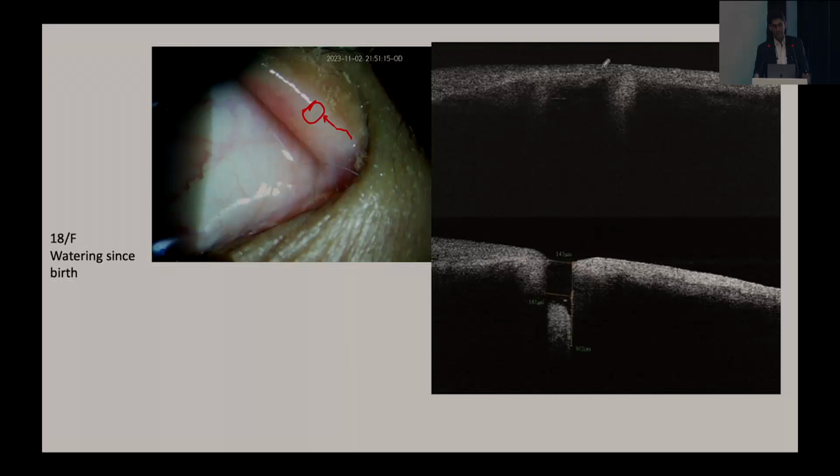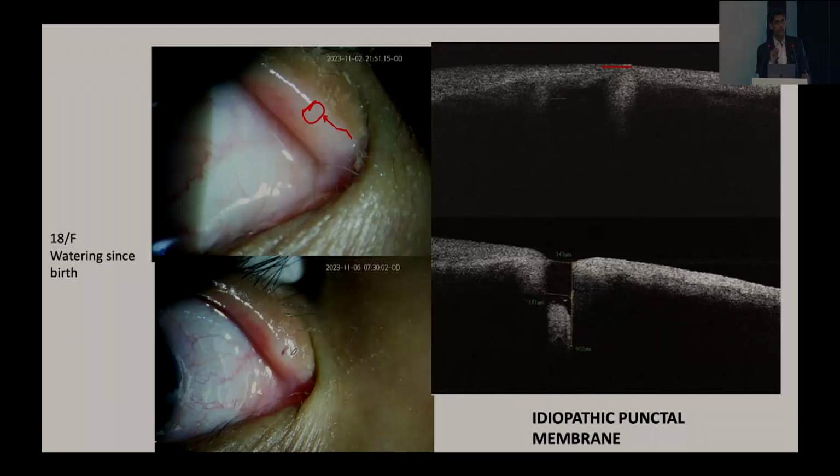If you look at the corresponding OCT, there is a membrane here, which after you puncture it, there's no fancy surgery required here. You just need to take a punctum dilator or a 26 gauge needle, and on that membrane, you just need to make a puncture, and sometimes fluid comes out because there's a lot of fluid accumulated within the canaliculus, and these patients have very good prognosis.